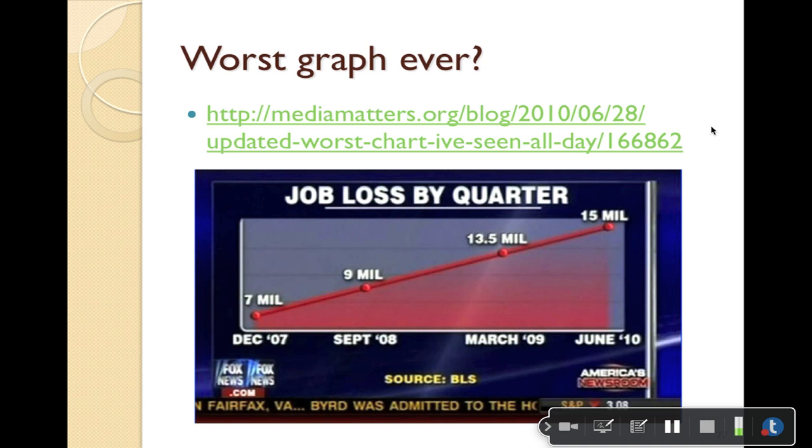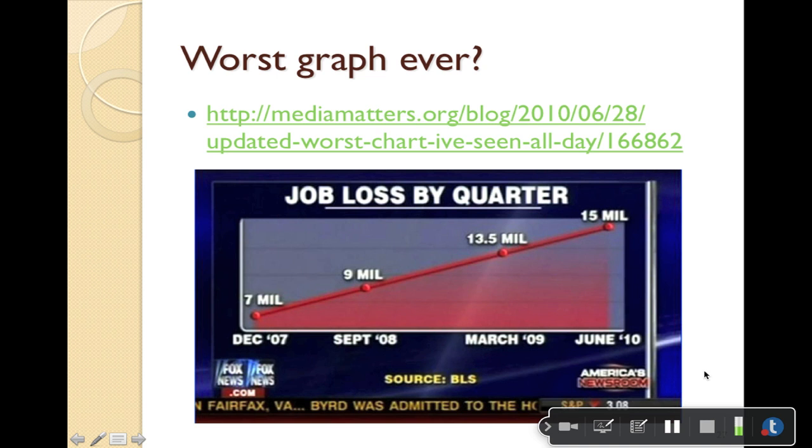So here we have an example of a graph, one that you might see. In this case, this one's from Fox News. It's from 2010. If you want to check out this article here, I've provided the hyperlink, and it really does a nice in-depth analysis about things that are wrong with this graph.